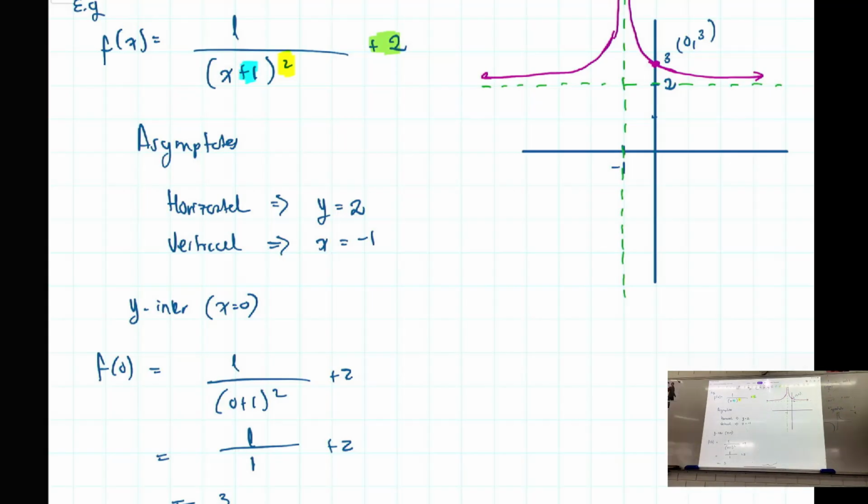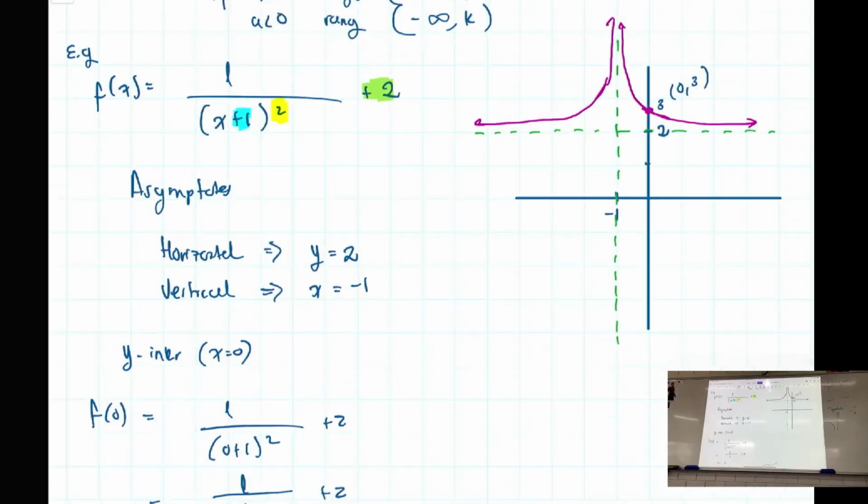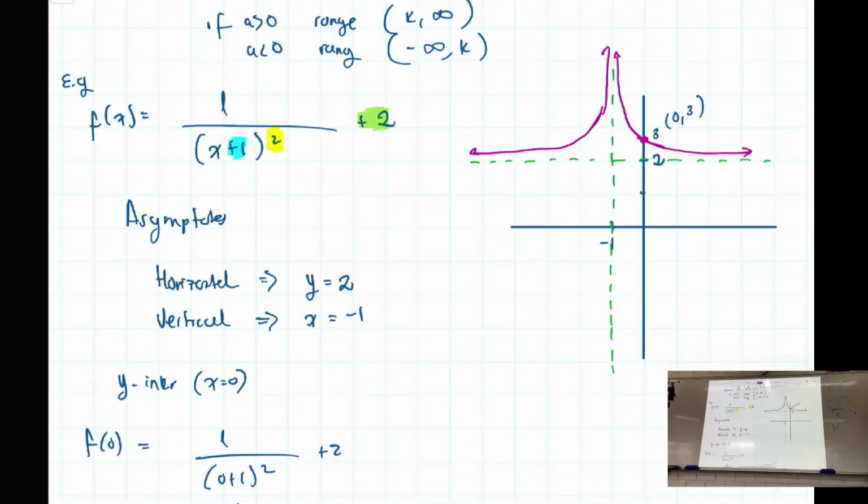If a equals 0, it would be nothing. It will be y equals 2. Because in order for you to have a hyperbola, this value a has to be different than 0. Otherwise, you will have all of these as 0, and there is no hyperbola. It's f of x equals 2, which is a horizontal line.